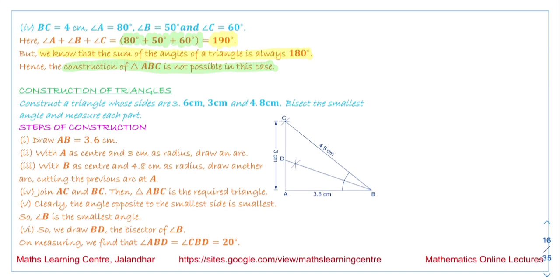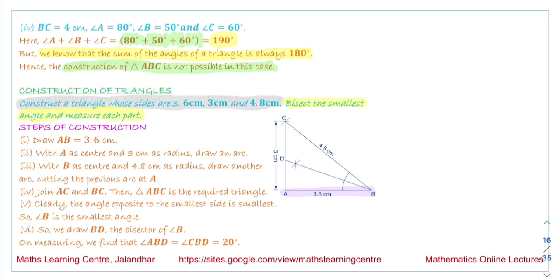Now the next thing we have is the construction of triangles, and the first construction that we have to do is to construct a triangle whose sides are 3.6 centimeter, 3 centimeter, and 4.8 centimeter, and then we have to bisect the smallest angle and then measure each of the parts. So we start this construction by drawing a line of length 3.6 centimeter. We are saying this is the line AB we have drawn. This we will draw using the ruler.